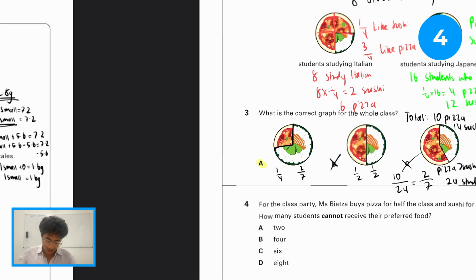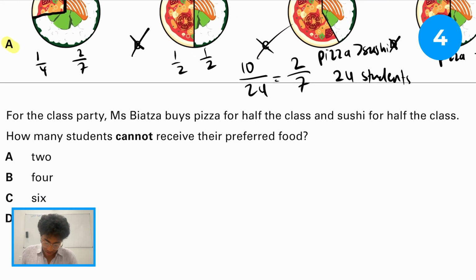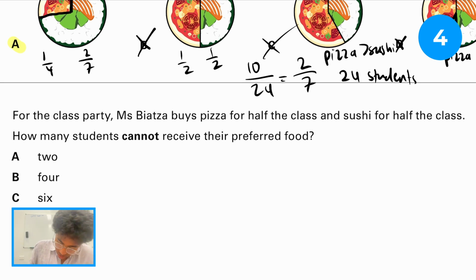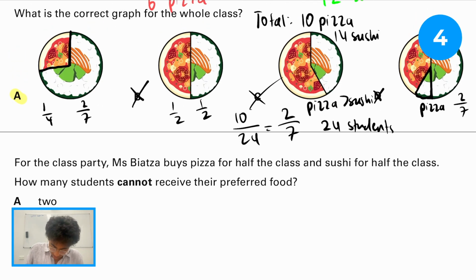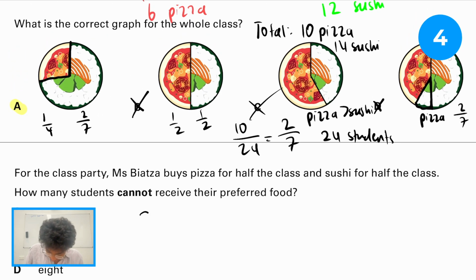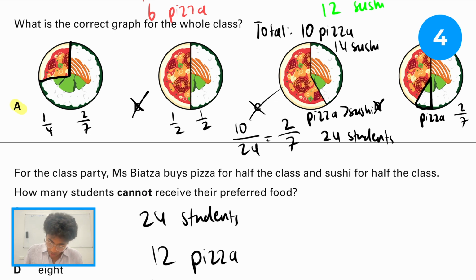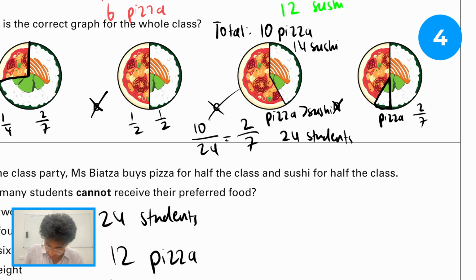Let's continue. For the class party, Miss Piazza buys pizza for half the class and sushi for half the class. How many students cannot receive their preferred food? So she buys pizza for half the class. We had 24 students. That means 12 people. That means she buys 12 pizzas, 12 sushi. But 14 people like sushi and 10 people like pizza.